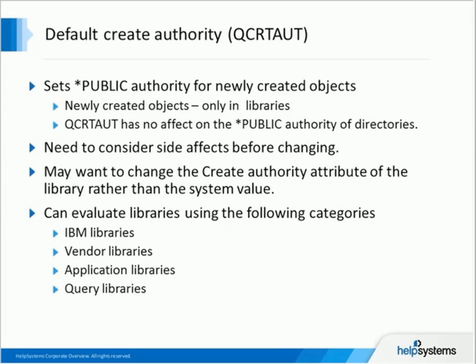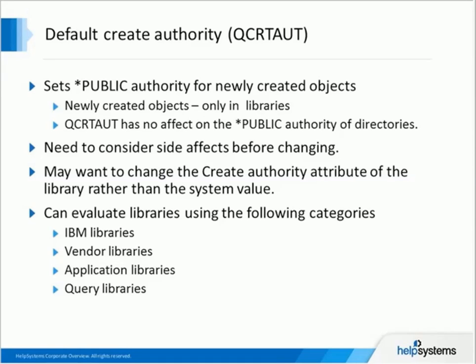Okay, so if you decide to change the QCRTAUT system value, you will want to take a look at some of the libraries in the system. So say that you're going to set QCRTAUT to *EXCLUDE, for example. IBM libraries have already had their value overridden. So they are assuming a value, in some cases *USE, in some cases *CHANGE. You do not want to change those values for the IBM libraries, okay? Leave those alone.